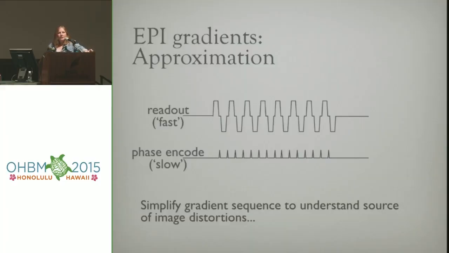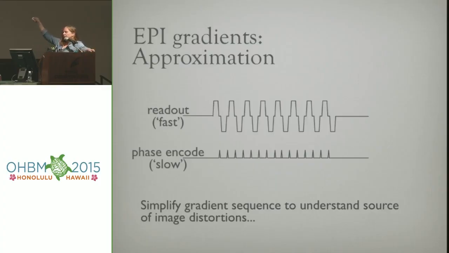It's slightly complicated, but actually I think we can get to understanding why distortion comes about by just simplifying this. And so I like to think of the EPI as having a fast and a slow direction, right? So the EPI readout is bouncing back and forth. This is where we're rastering from the bottom of K-space to the top. And there's the fast direction, which is the direction that you're bouncing back and forth on. And then there's the slow direction, where you're going slowly from the bottom to the top.